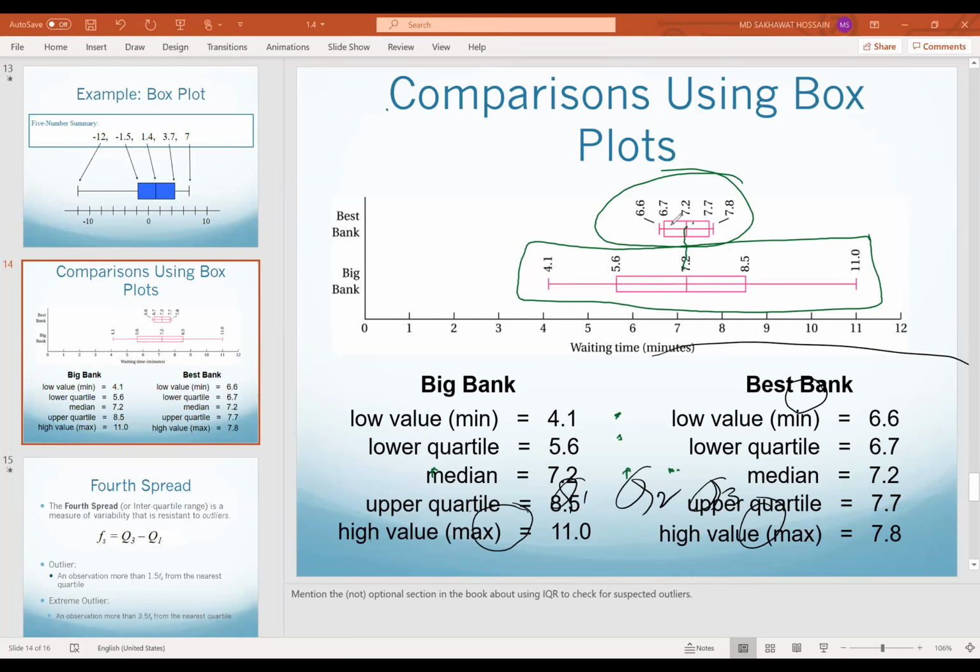If you look at these 2 box plots, you can see that the variability for the Big Bank is way larger than the variability of the Best Bank. So if you look at the box plots of two data sets, you can compare the variability, and you can also compare the center of the data sets. So this is a graphical representation of data sets, and this is useful to compare data sets with a small size.